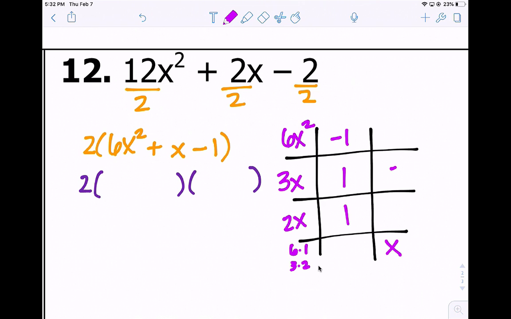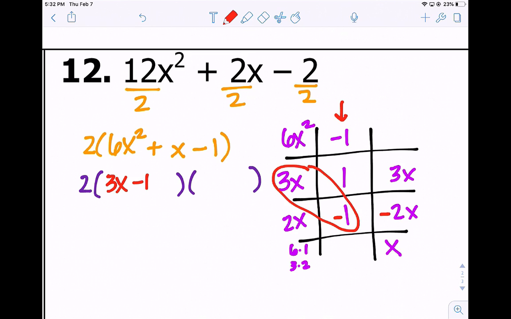Multiply across, 3x times 1 is 3x. 2x times 1 is 2x. So we're trying to figure out how do I get x, or 1x, out of 3 and 2? Well, you get that if you subtract the 2. So if I make this 2 negative, I carry that over to the middle. Check this middle column. Is now negative 1 times 1 negative 1? And it is. So our factors are 3x minus 1 and 2x plus 1. So there are a few examples of when we have to factor out a greatest common factor first and then factor by tic-tac-toe.